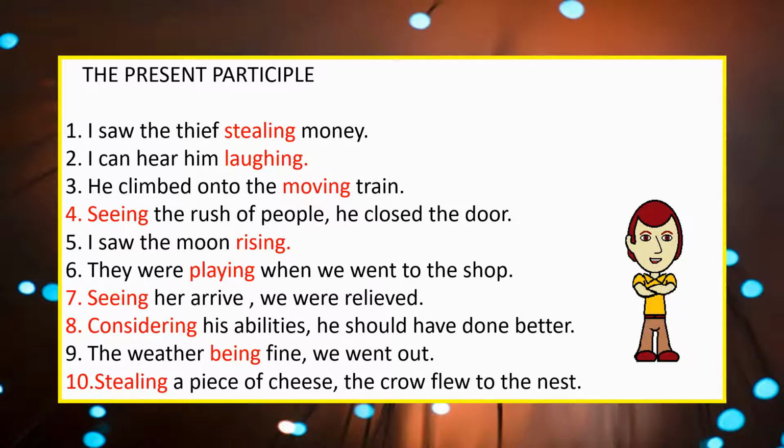So all the words which are red in color and add meaning, for example, first steal is a verb and we add ing, so it becomes a present participle. So all these words which are in red are present participles.